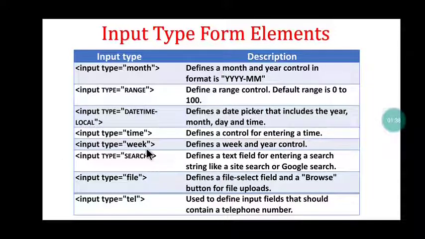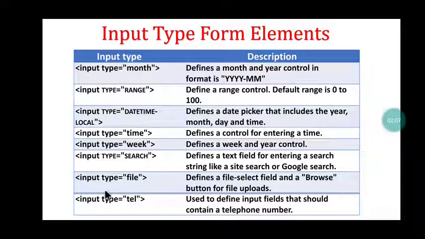Input type equal week is used to define a week and year control. Input type equal search is used to define a text field for entering a search string, like a site search or Google search. When you open the Google search engine you see the first text box for searching something. In a similar way you can use input type equal search to get the search box on the web page.